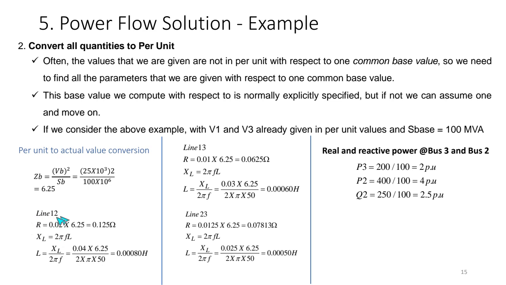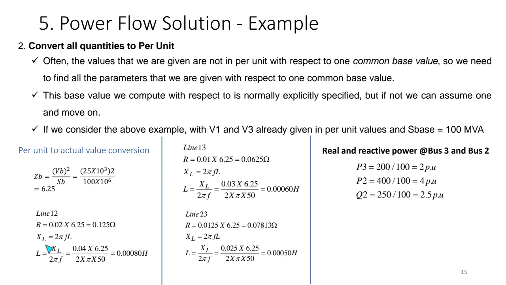So for the line impedance of line 1 2, the resistance is given as 0.02. This is in per unit, so we want to convert that value into actual. What you do is multiply by the base impedance. So 0.02 times the base impedance we calculated, 6.25, gives 0.125 ohm.